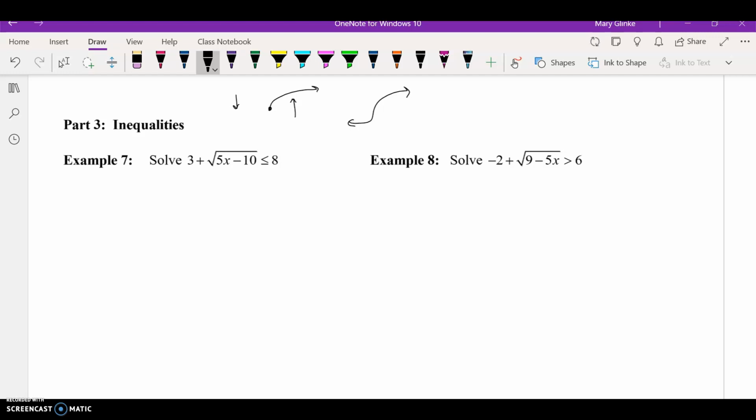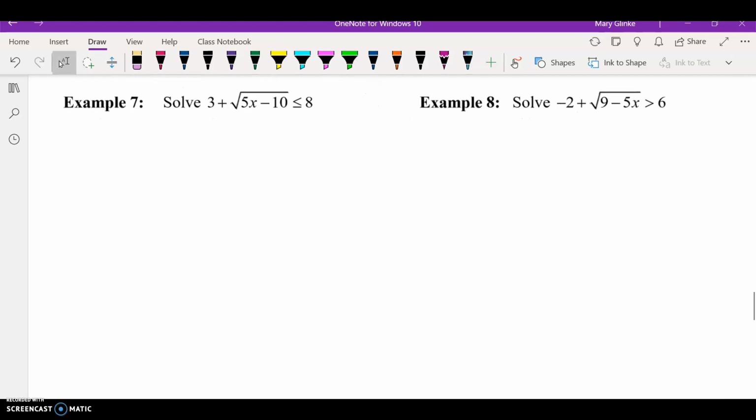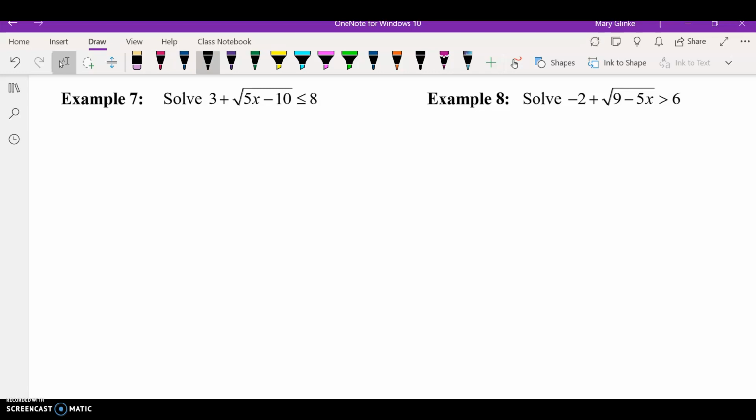With inequalities, we're going to get a whole range of answers, but not all of our answers are going to be included in the graph. So we're going to have to make sure that the values we're getting for x are part of the domain. So the first step, though, is going to be very similar to what we've done in the past. We're going to go ahead and get the square root or the radical alone. And we're going to undo the radical by raising both sides to a power.